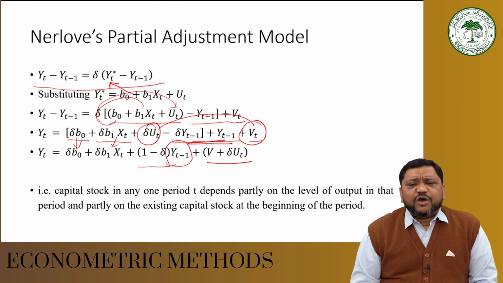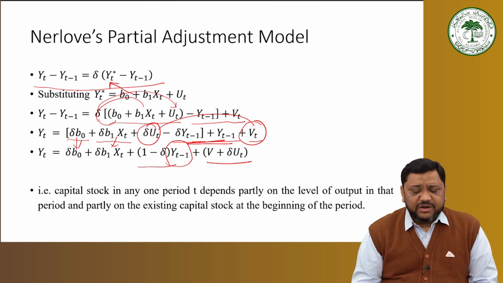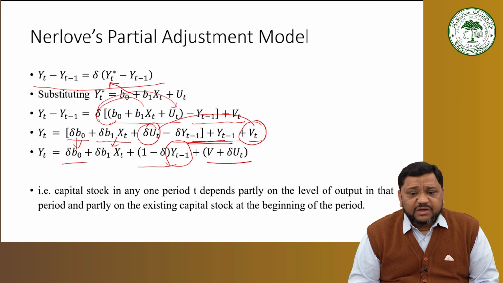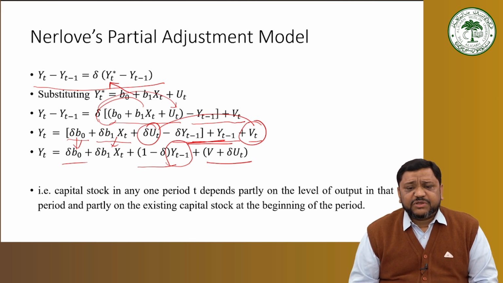Once we obtain the estimate of the adjustment coefficient gamma, we can easily derive the long run function by simply dividing gamma beta naught and gamma beta 1 by gamma, and omitting the lag term, which will give you Yt asterisk is equal to beta naught plus beta 1 xt plus ut, which represents the long run or equilibrium demand for capital.